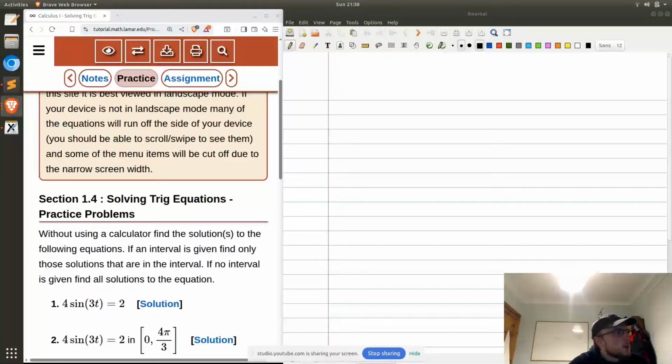Here I do more trigonometry. Section 1.4, solving trig equations.